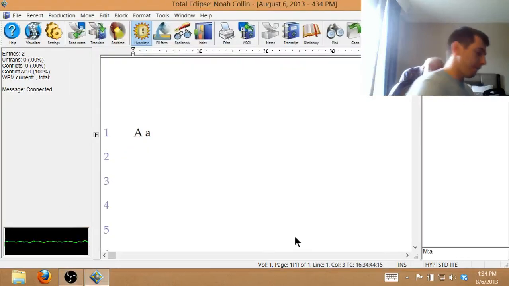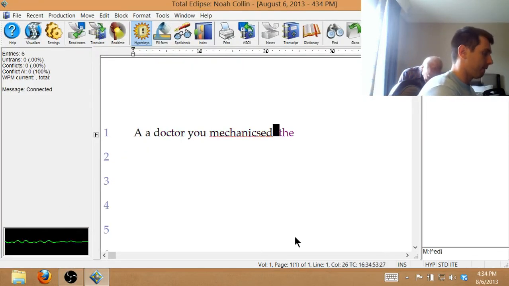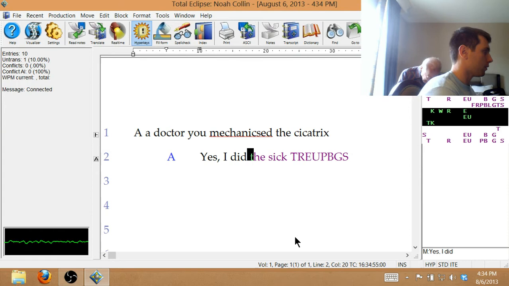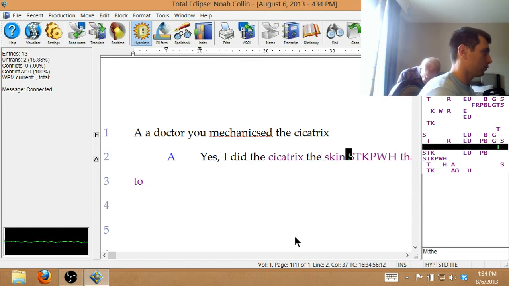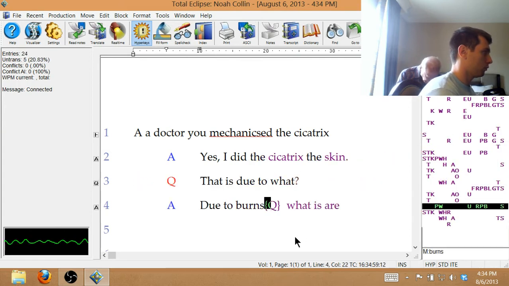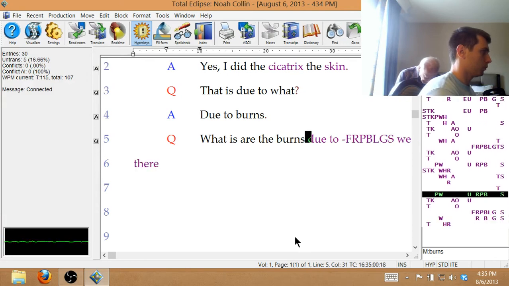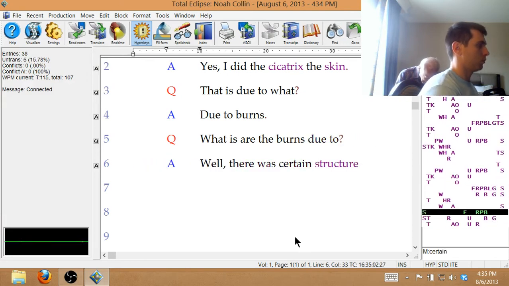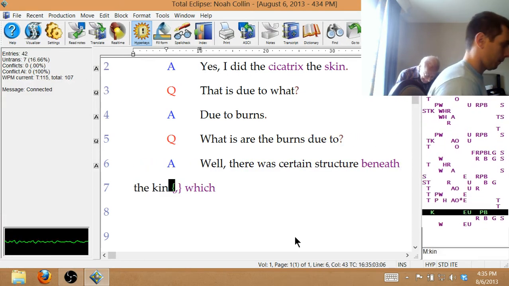The cicatrix? Yes, I did. The cicatrix of the skin. And that is due to what? That is due to burns. And what are the burns due to? Well, there was certain structure beneath the skin which was undamaged.